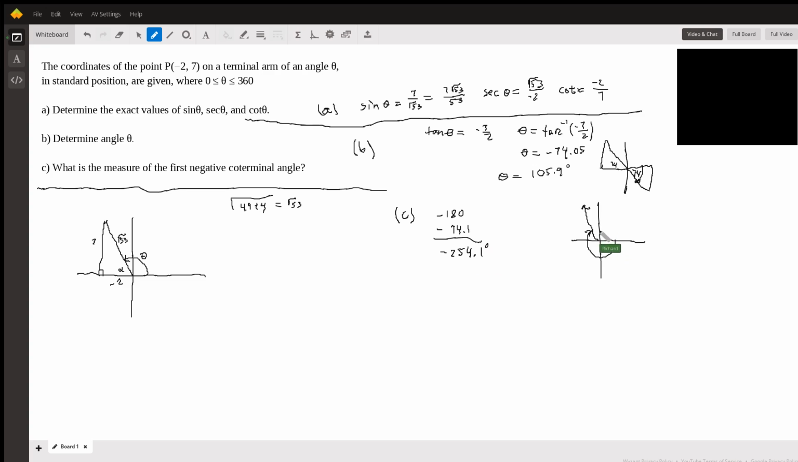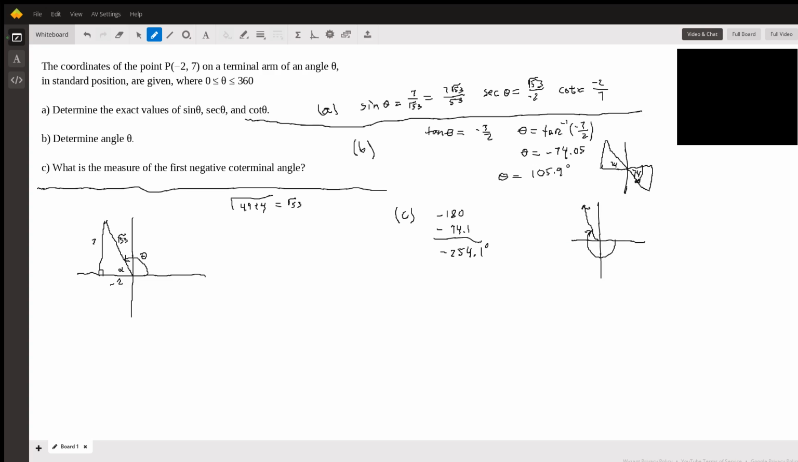And you can see that pretty easily if you subtract that from 270. No, there's no need to do that. You can see it just because it's 74 degrees beyond the 180. Just imagine traveling around in the negative direction. Here you're at negative 180 and here you're at negative 254. So that would be the first negative coterminal angle.